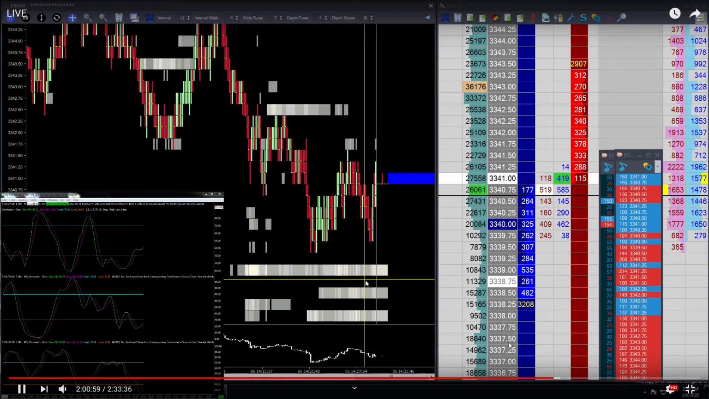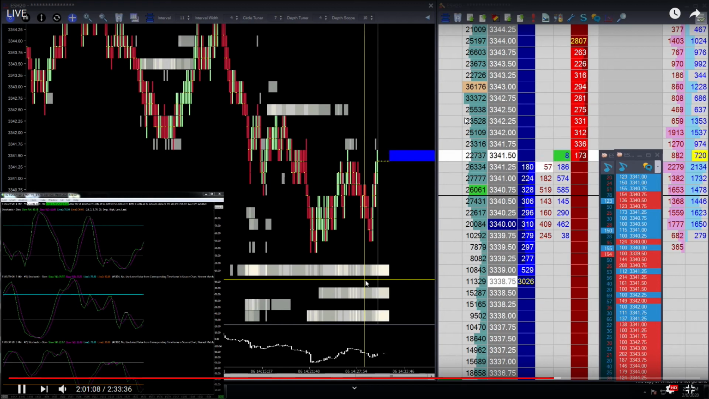So notice it's zipping up. Some nice size is coming in on the tape too: 155, 150, 123. So the buyers are being aggressive. I like it. Now I need to see it get through 41.75 and not roll over.